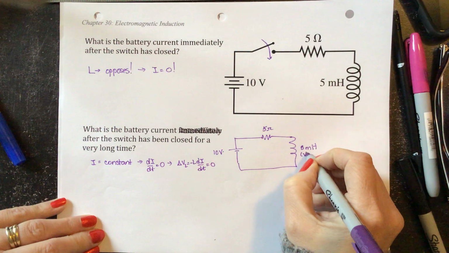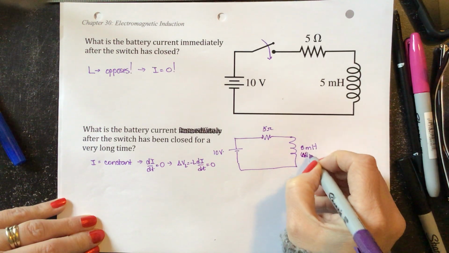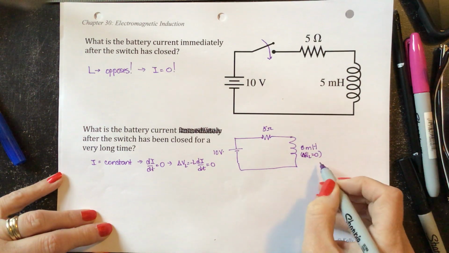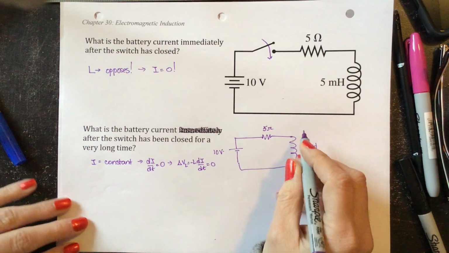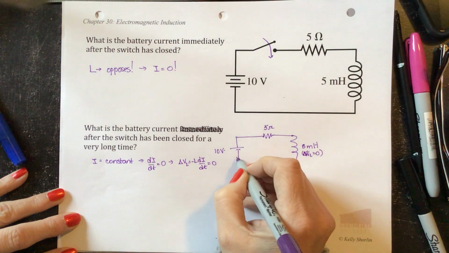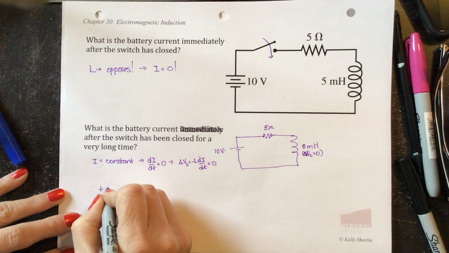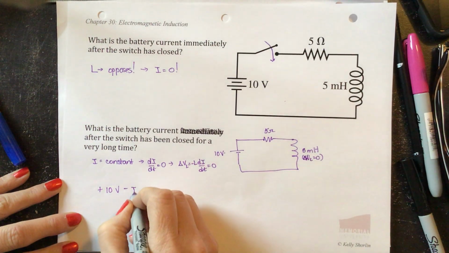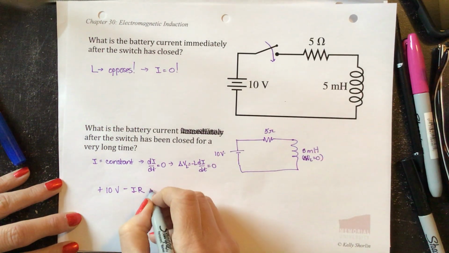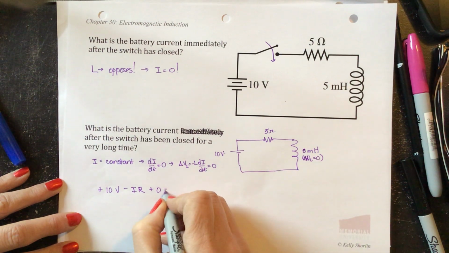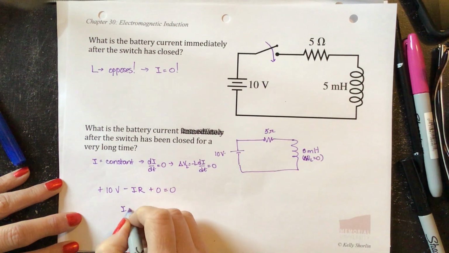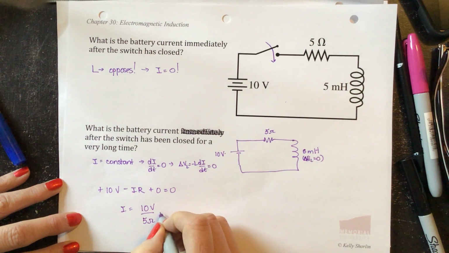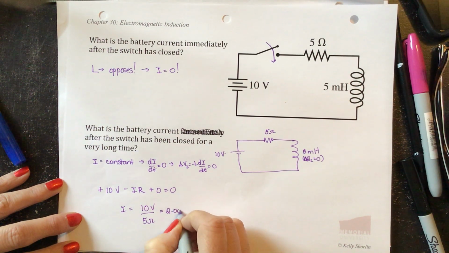So the potential difference across our inductor is 0, and it has no resistance, so there's no potential drop that way. If we write down Kirchhoff's voltage law, we get an increase of 10 volts. We get a drop across the resistor, and then we have our potential of the inductor equals 0, and then we can solve for our current. I is 10 volts divided by the resistance, 5 ohms, to get 2 amps.